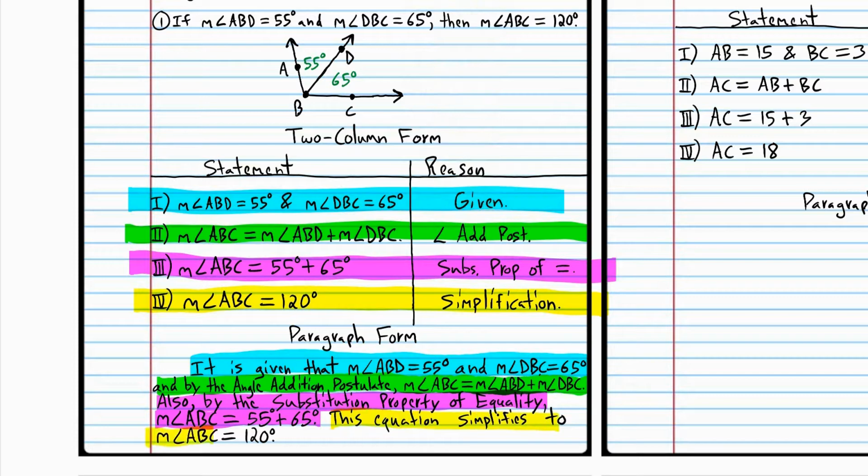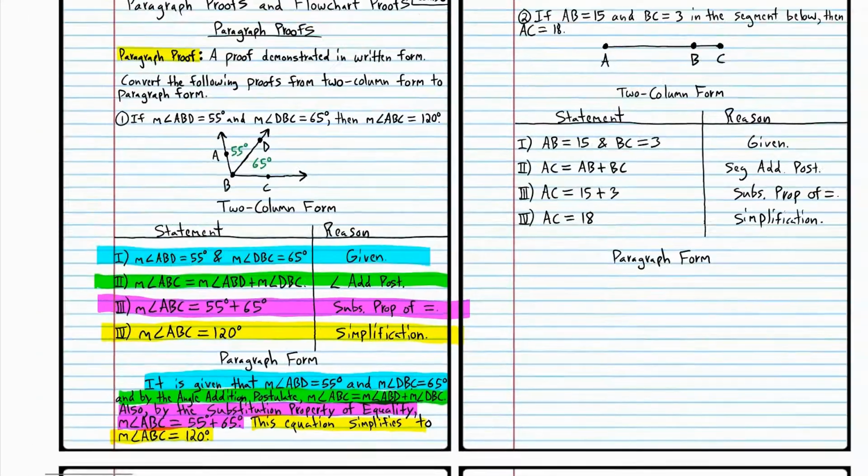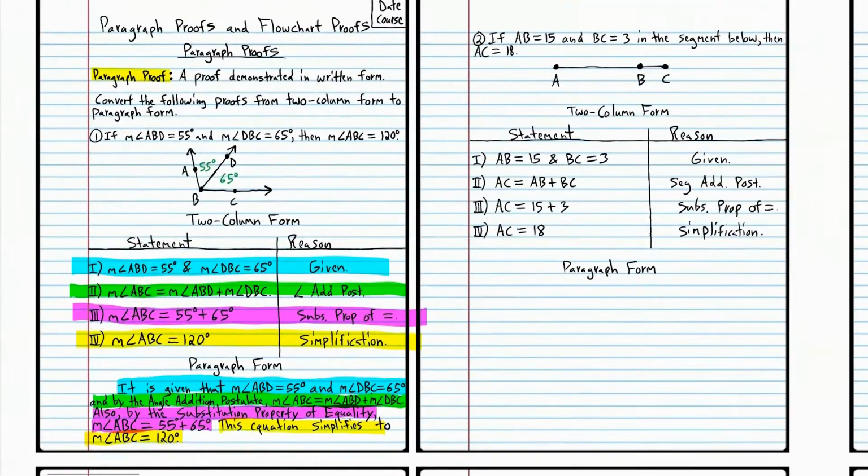So again, it's just written form. You would write it as if you're speaking, using complete sentences. As you can see, this is pretty easy. It's not really a big deal. Now, number two is pretty much the exact same type of proof, except now we're using segments. And again, this is helping you to review the different postulates and theorems that we use with proofs.